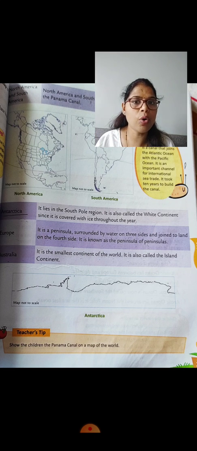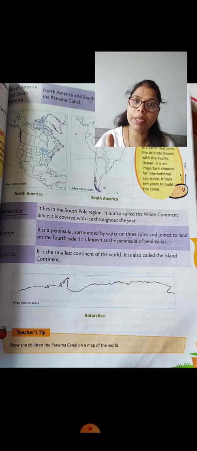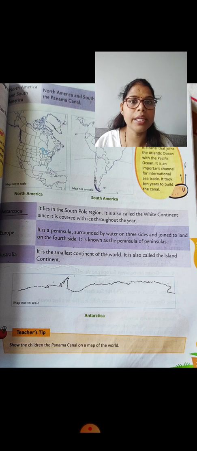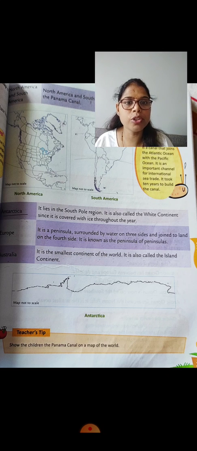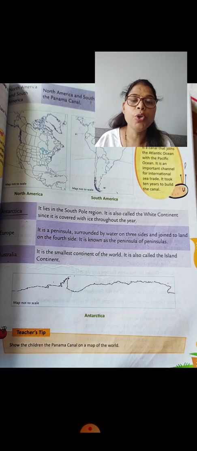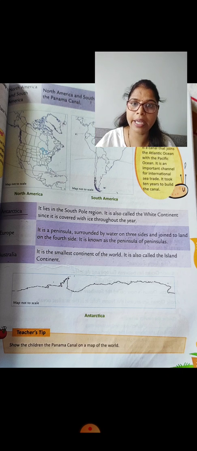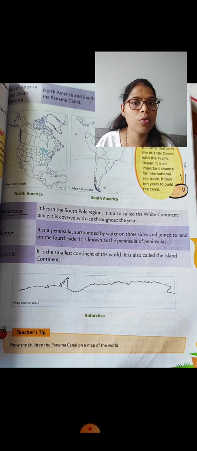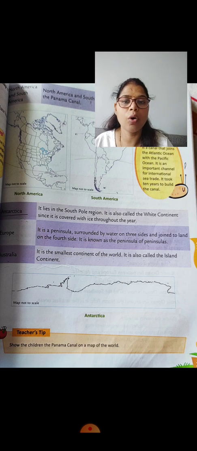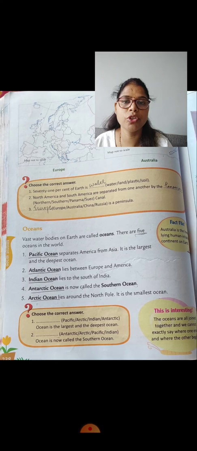The Asia continent is the world's largest continent. The second largest continent is Africa. North America and South America continents are separated by the Panama Canal. Antarctica continent is called the white continent. Europe continent is also called a peninsula, and Australia is the smallest continent of the world. Have you got all these points about the continents? Okay, now let's see the next page.